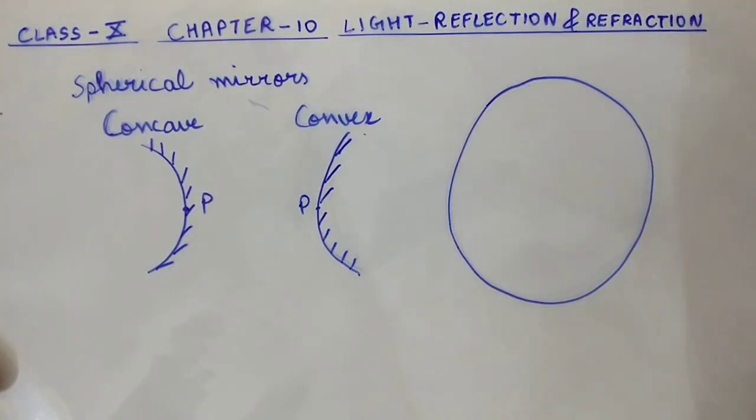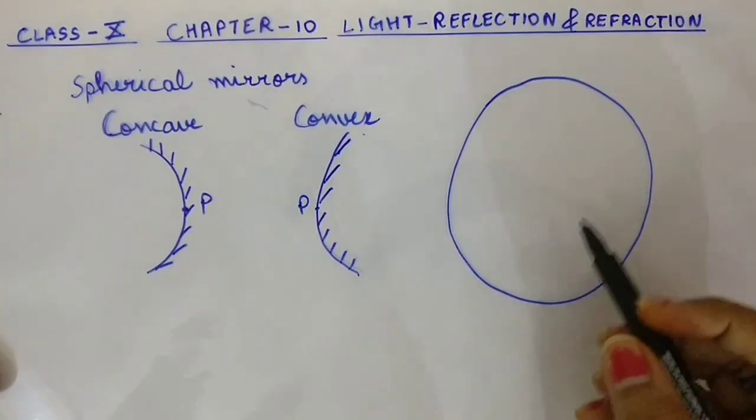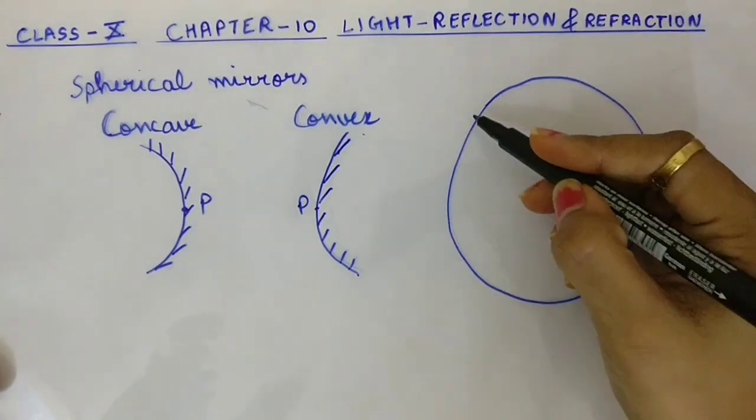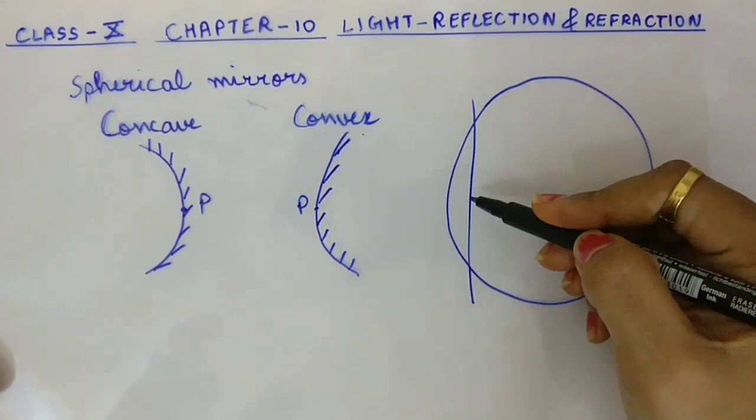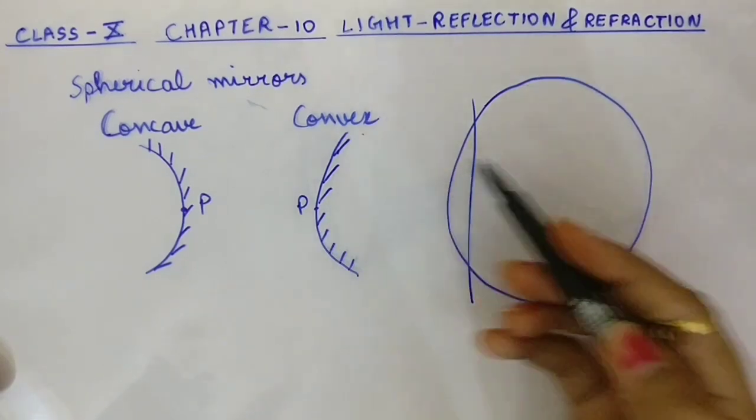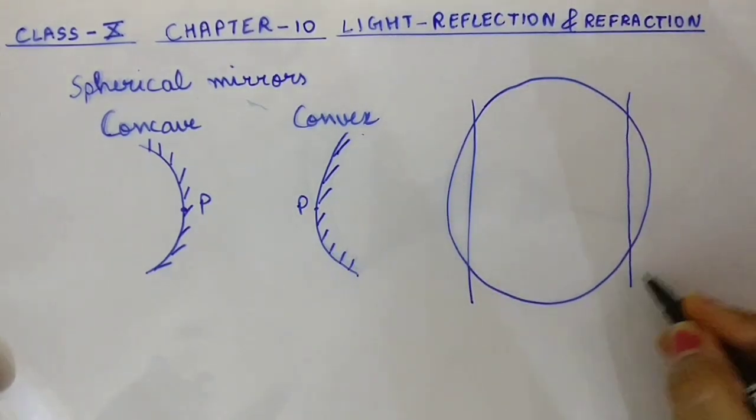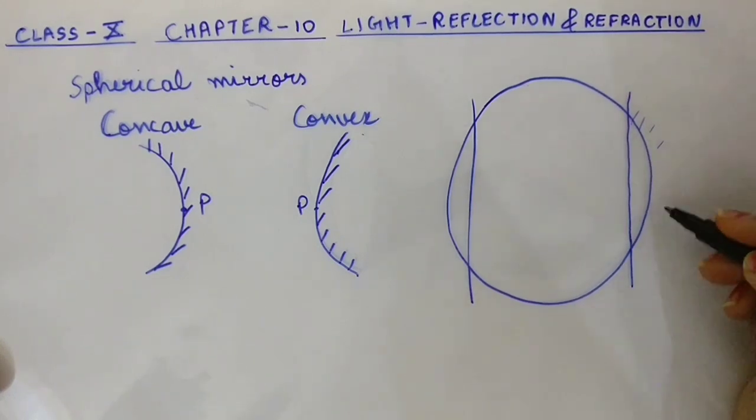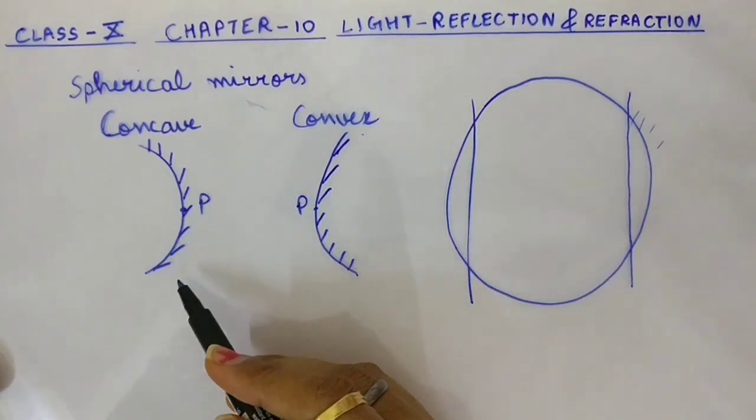Now how these mirrors are actually formed? They are cut part of a hollow glass sphere. So if I am going to cut one part from here and polish from the right hand side, it will become convex mirror. If I cut it from this side and polish it from the outer surface, it will become concave mirror.